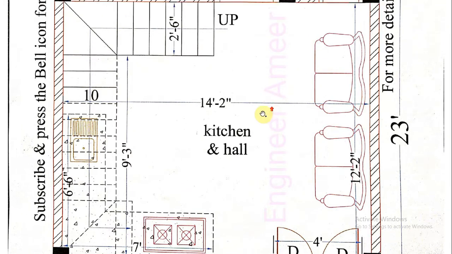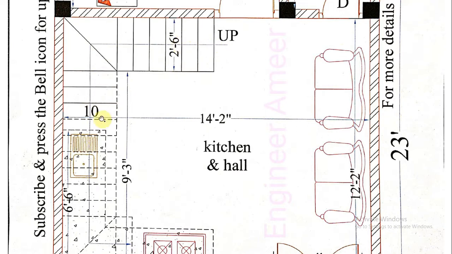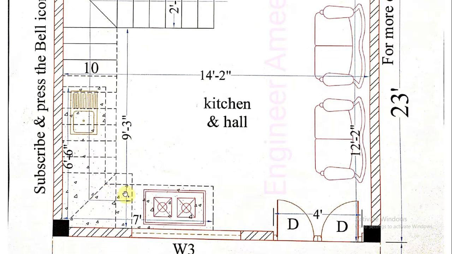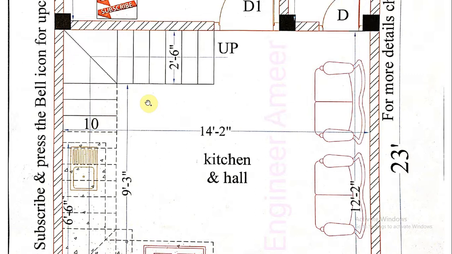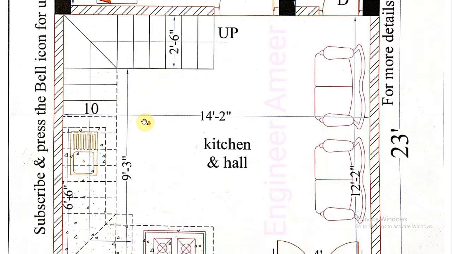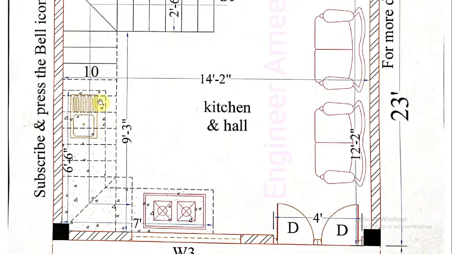So there is a stair going upside from this way. This stair width is 2 feet 6 inch, and we will go up from this way, and will come here, and after that we will reach our first floor. The staircase tread is 9 inch, and riser will be 7 inch as per the design. I designed this staircase.